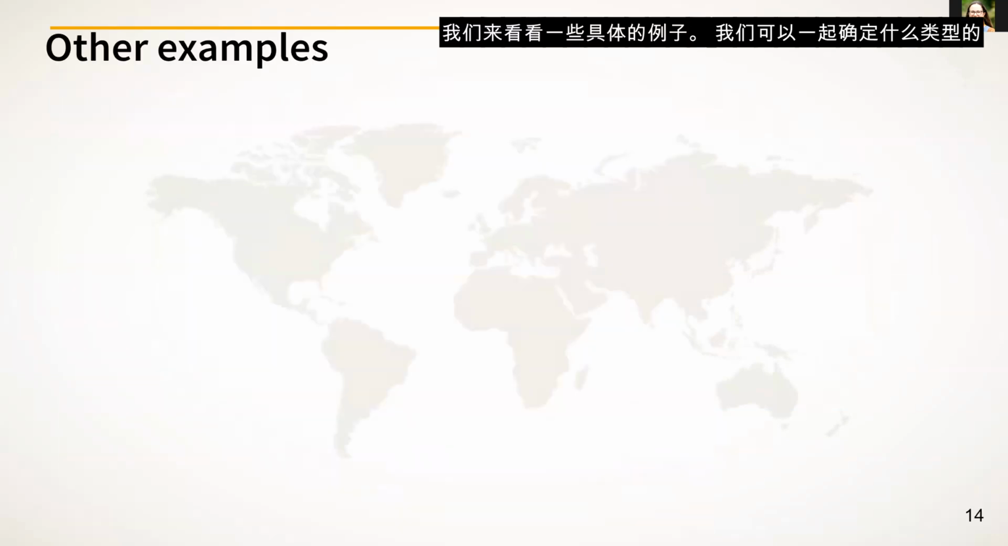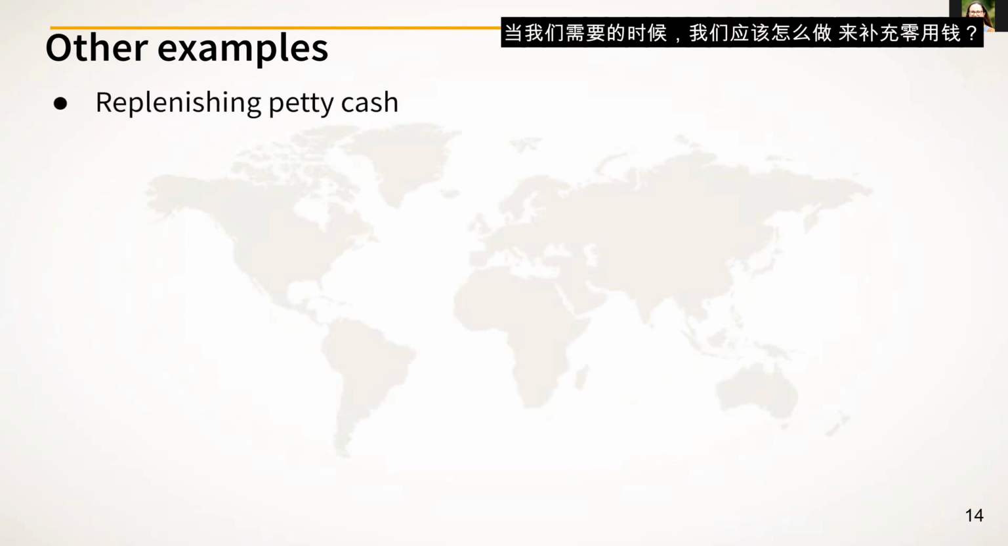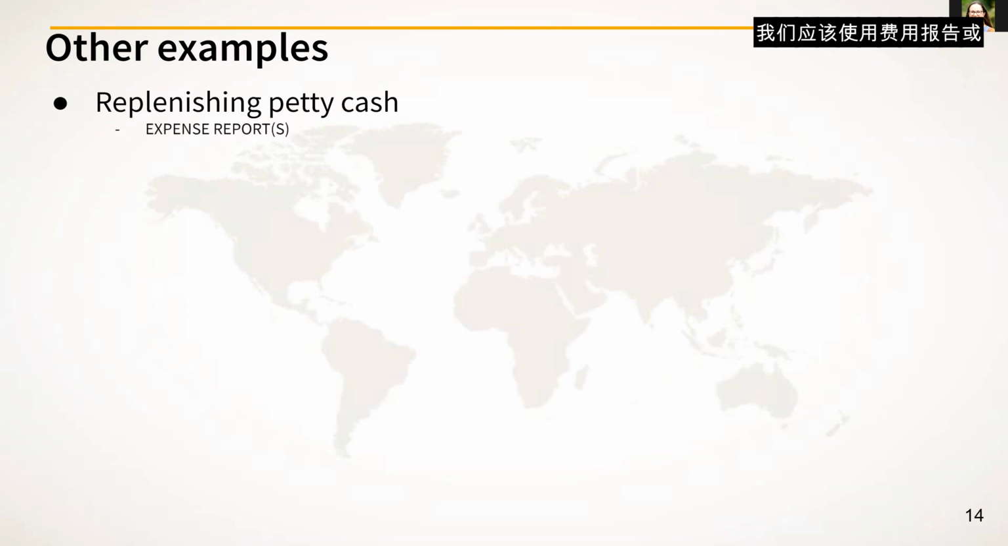Let's look at some specific examples, and together we can determine what type of screen or journal entry we should use for each situation. What should we do when we need to replenish the petty cash? How do we record those little expenses? We should use an expense report, or expense reports if there are multiple responsibility centers, because each of those expenses needs to be authorized by the appropriate RC owner.